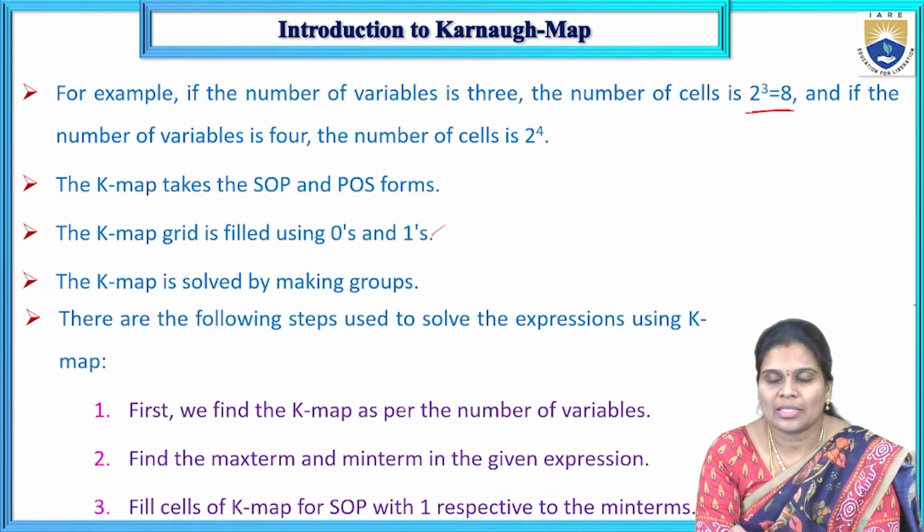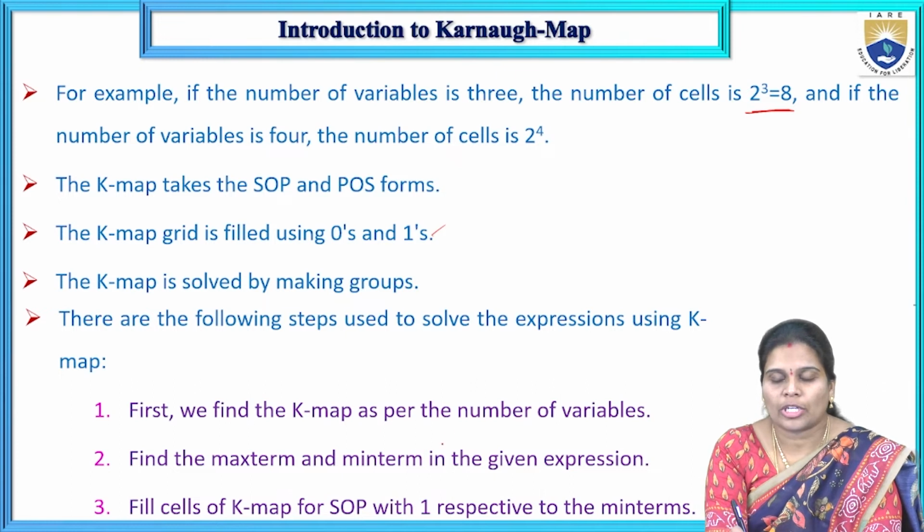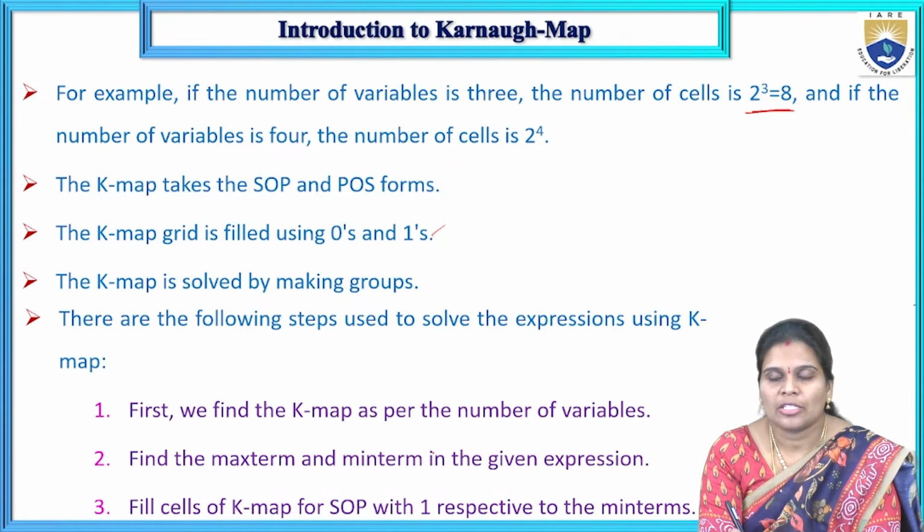What is the procedure for reducing the literals? What product terms and sum terms do we take? How can we reduce those literals? We'll discuss now. In this, we have to follow some procedure. The first step is to find the K-map as per the number of variables.